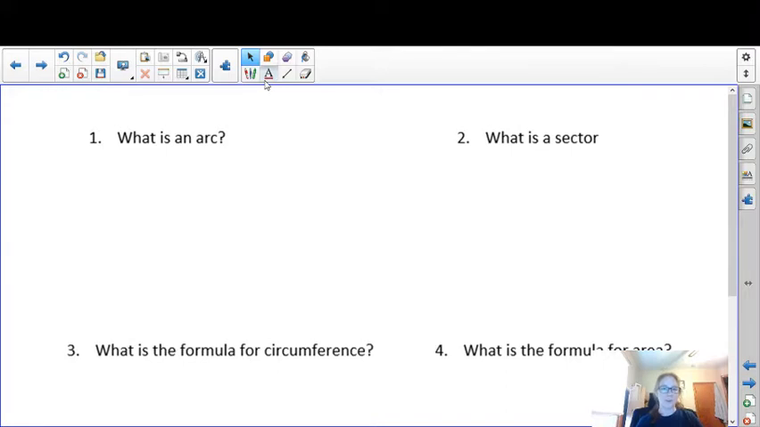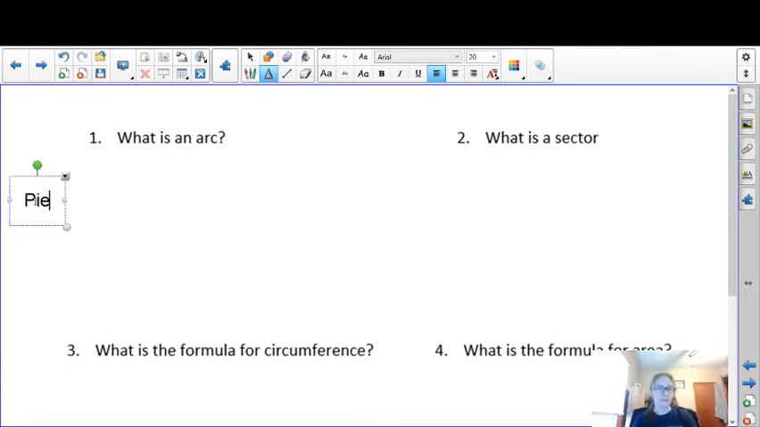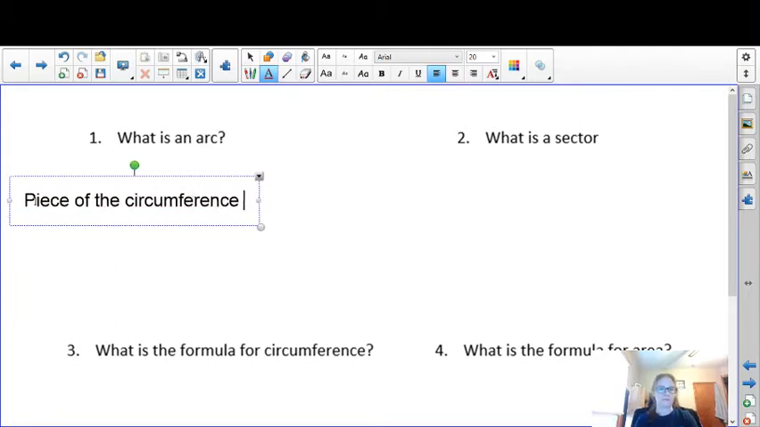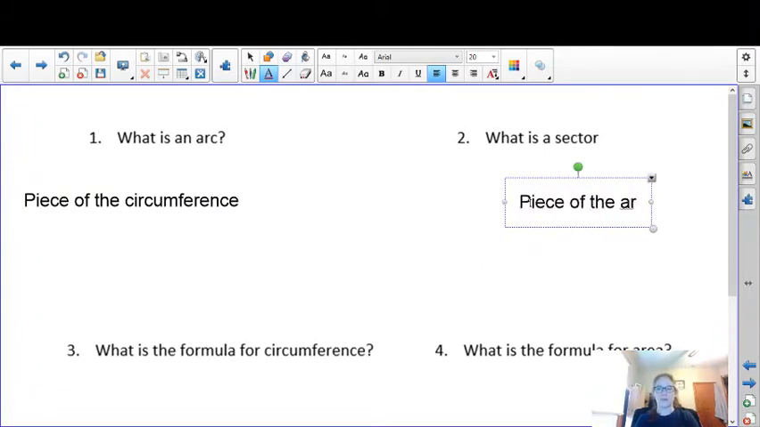Number one, what is an arc? And I'm going to type these answers because my handwriting, especially on my laptop, is not the best. So what is an arc? We talked about how it's a piece of the circumference. What is a sector? It's also a piece. It's a piece of the area.